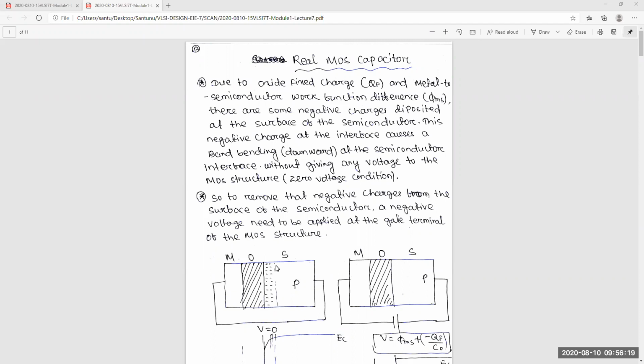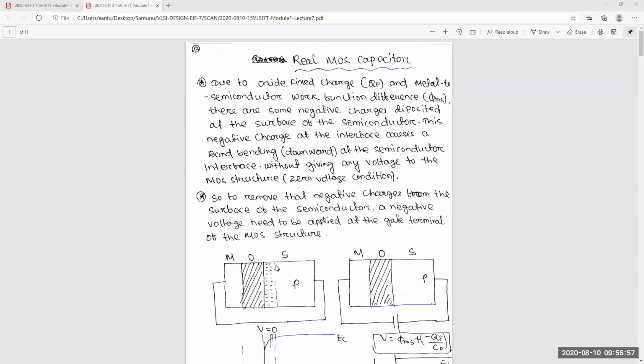That means the metal to semiconductor work function was 0, and the other charges were 0. Generally, we considered QF, the fixed charge, to be 0, and phi ms also 0. That's why in that case we got a flat band voltage of 0. At 0 voltage, the conduction band, valence band, and Fermi level are all flat. But here we'll discuss the real MOS capacitor.